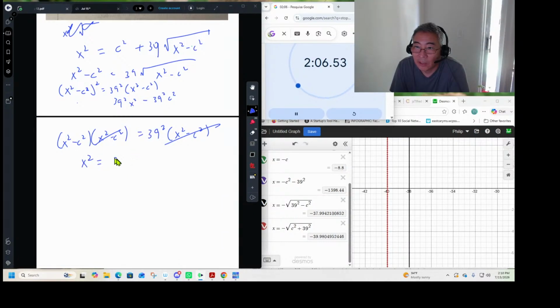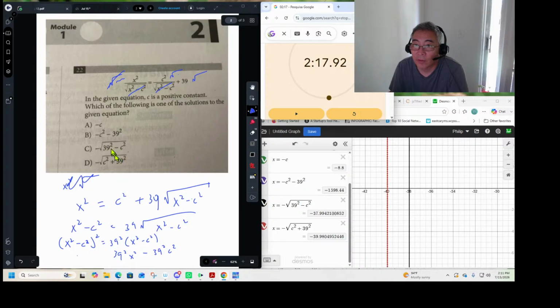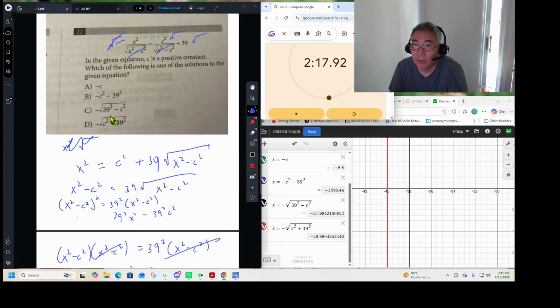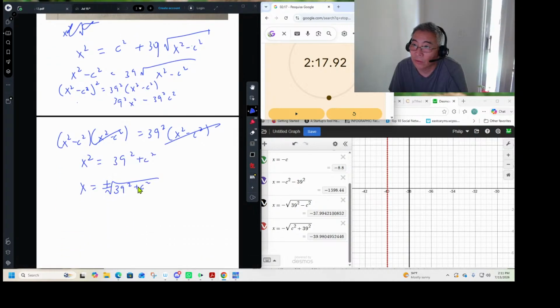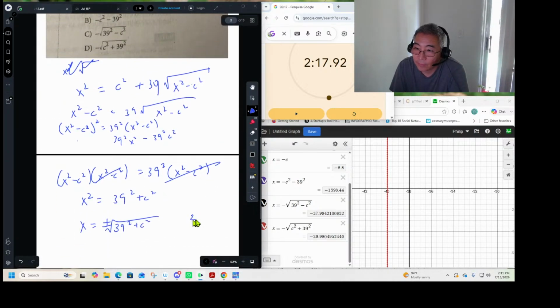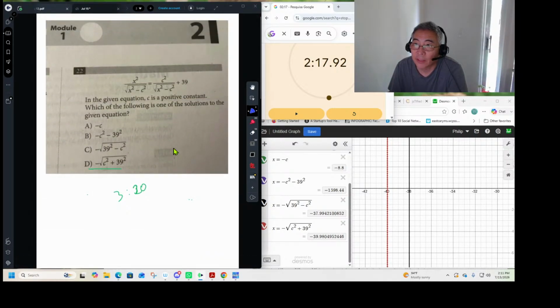Now I can add c squared to both sides. Now I have x equals plus or minus the square root of 39 squared plus c squared, which is the answer that I found before. So plus or minus, but the solution that they're given here is negative, which is fine. So that's one of the solutions. So 2 minutes and 20 seconds. Okay, so algebra was like 1 minute faster than Desmos in this case.